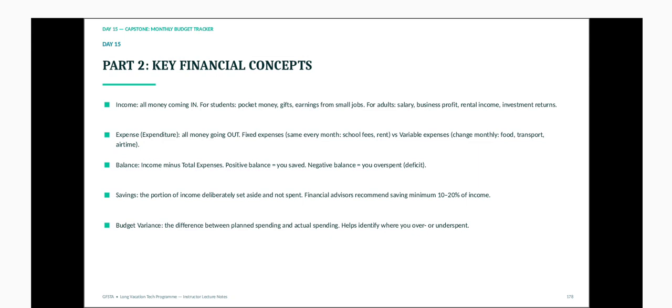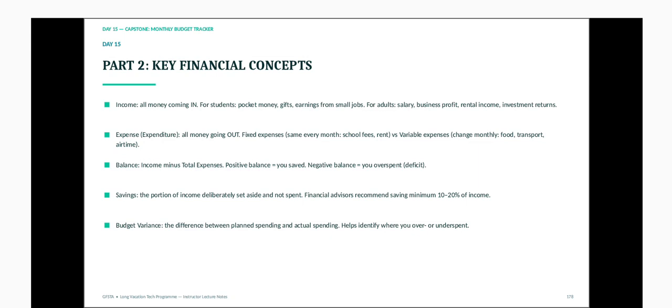Then savings, that is the portion of income deliberately set aside and not spent. Financial advisors recommend savings of a minimum of 10 to 20% of whatever you earn. However small it may be, make sure you save. It's like when you get water in the rainy days, or when there is light, you put on your pumping machine and pump water into your reservoir. That's the savings. But if you don't do it, once the light is taken away, you have to find a way to get water, or get from your neighbor. So that's not good enough.